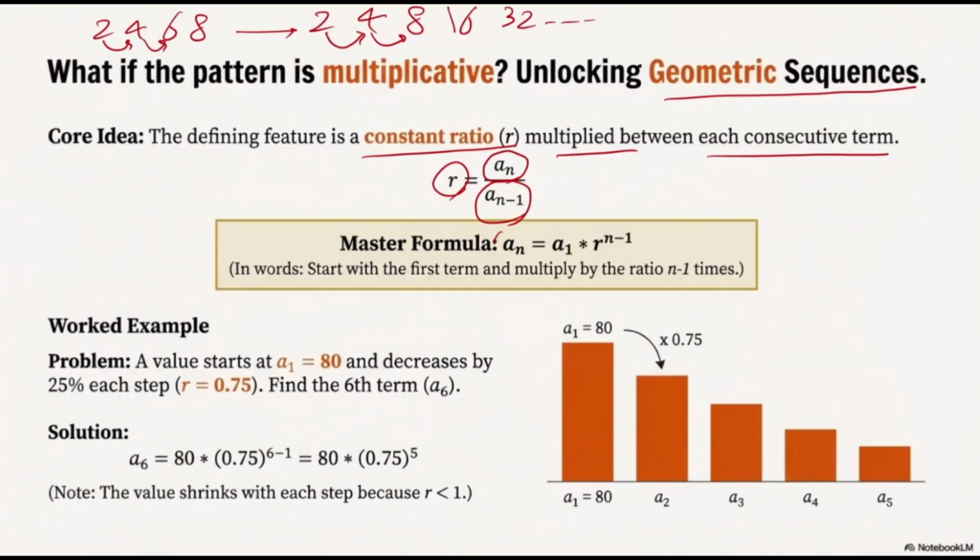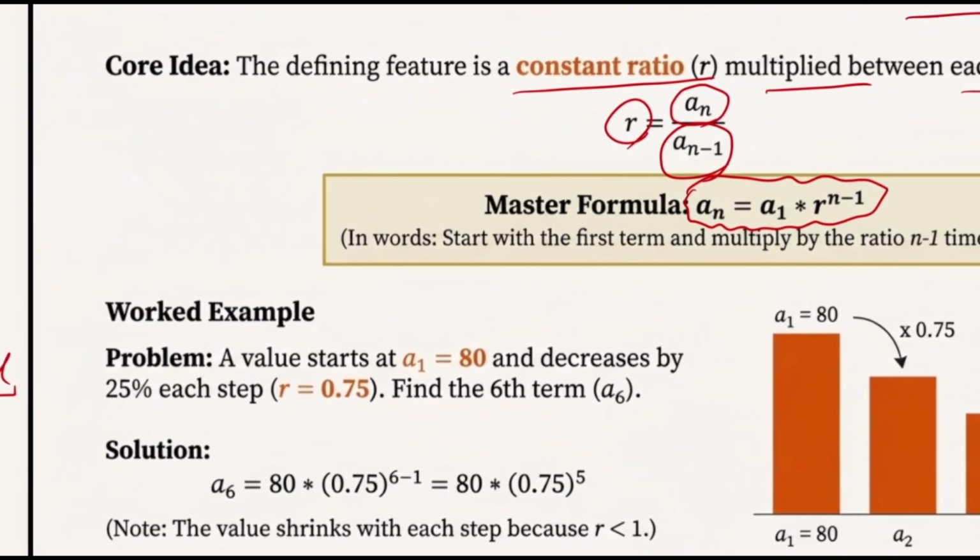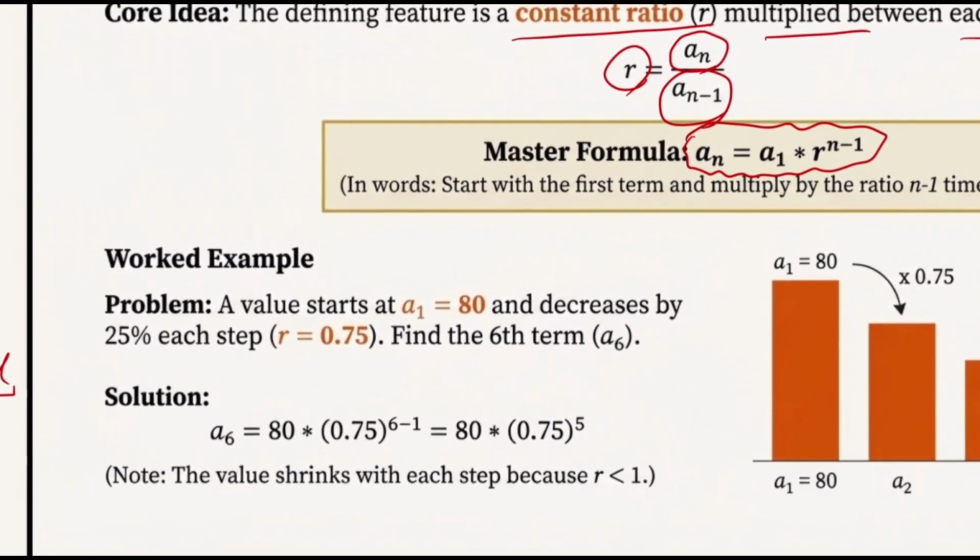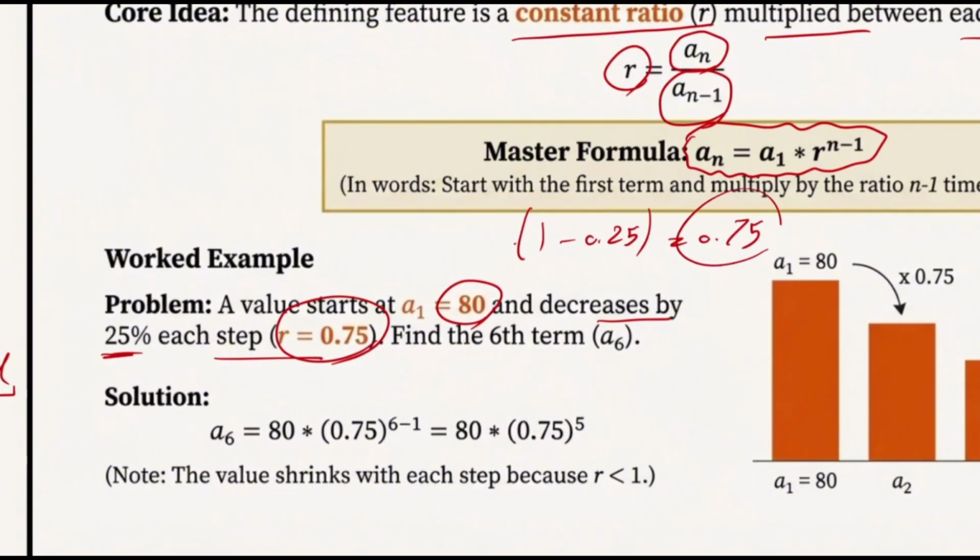So the master formula is this: an is the first number times your ratio to the power n minus 1. So let's see an example. Imagine that the value is going to start with 80 and is going to decrease by 20% each step. It means that I'm going to have a decremental case. I'm going to have r as 0.75. How did we find that 0.75? Because we are going to decrease it by 0.25. 1 subtracted by 0.25 is going to be 0.75 itself.